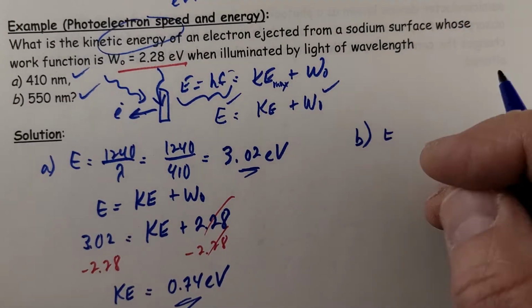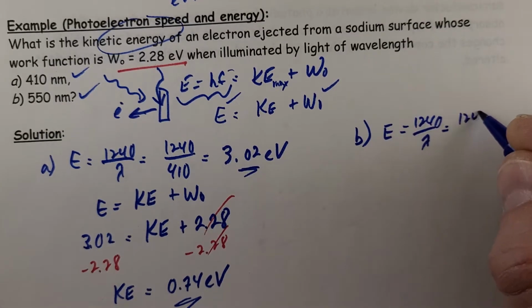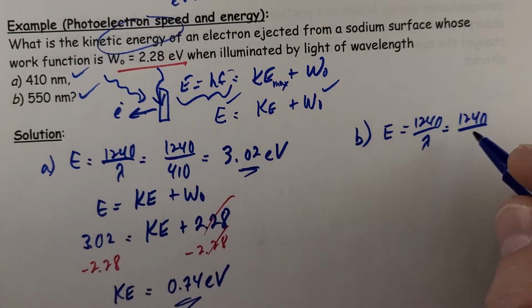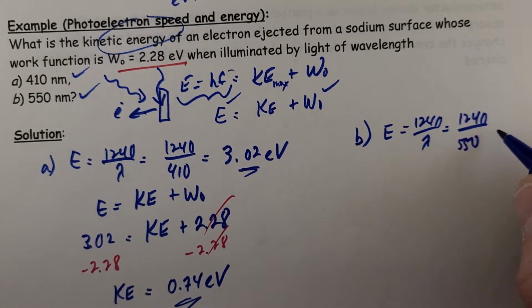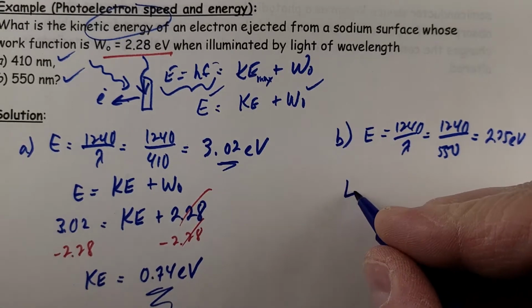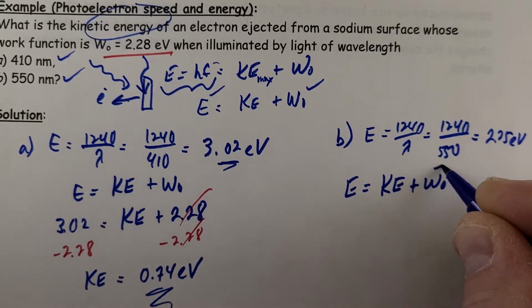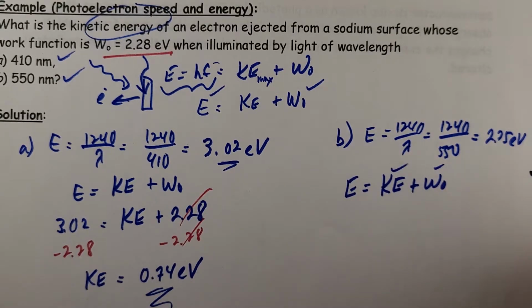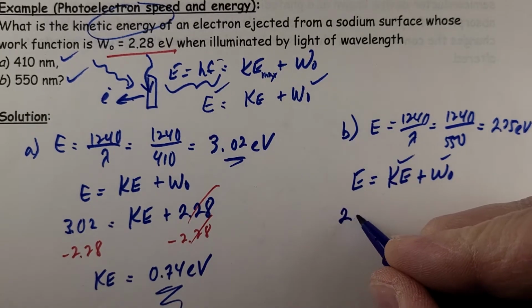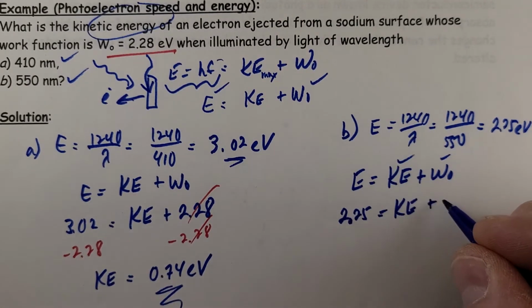So E equals 1240 over lambda. Substituting this in, this time 550 is the wavelength. That is going to give us 2.25 EVs, electron volts. So again, the total energy of the photon is going to be distributed to the work function, dislodging it, and anything left over is going to go here. So the energy of this wave is 2.25, and the work function was 2.28.